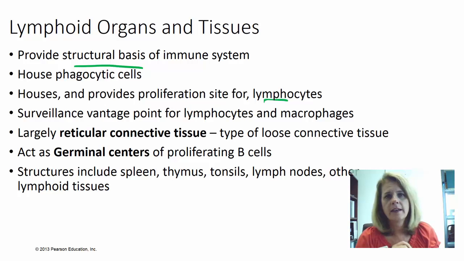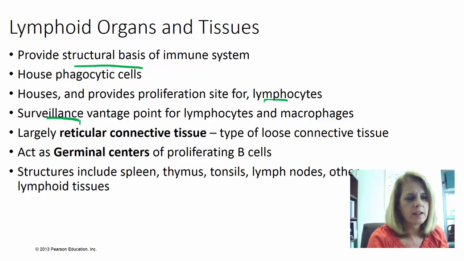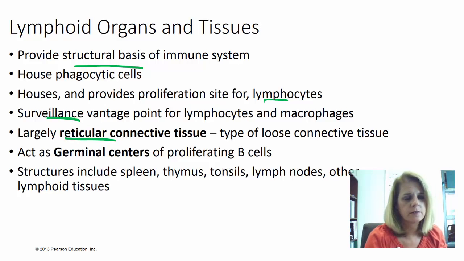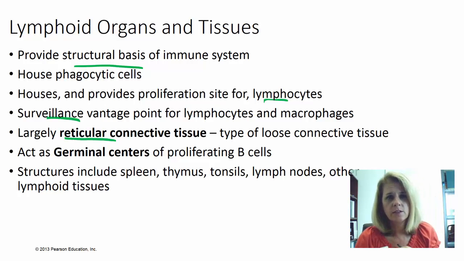They are a place, I call them, they're like watchtowers. It's where lymphocytes and macrophages can survey and watch for antigens, those foreign things that mark things as foreign. So it's like a surveillance point for your lymphocytes and macrophages. Most of your lymphoid tissue is reticular. So if you remember, the word reticular is like web-like connective tissue. So it's very porous, like a big sieve, so that lymph can flow through it, and then those lymphocytes and macrophages can watch and mark things that are foreign.